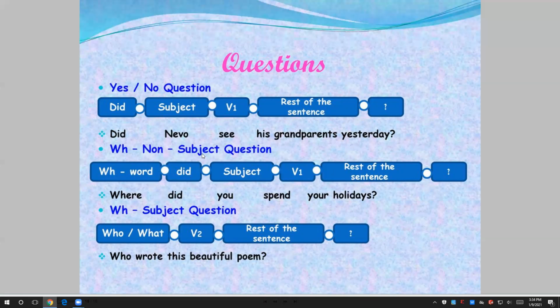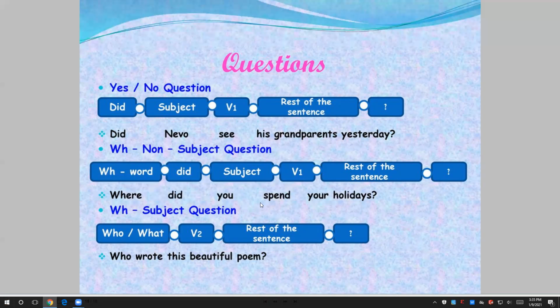So remember, in my previous lecture, I also told you that if you put the helping verb in the beginning of the sentence, it becomes an indicative question or yes/no question. And if you want to make an interrogative question, put the interrogative pronoun at the beginning before the helping verb. So WH word, then did, then subject, then first form of verb, and then rest of the sentence. Like WH word where, did, subject you, first form of verb spend, your holidays. Where did you spend your holidays?